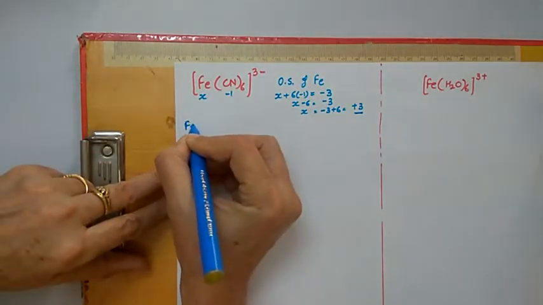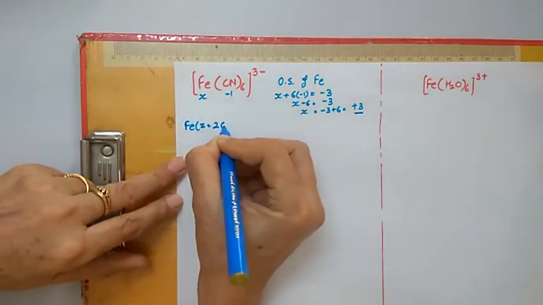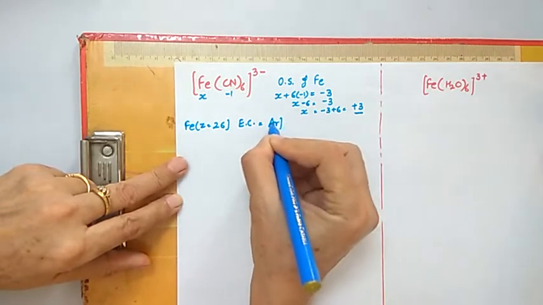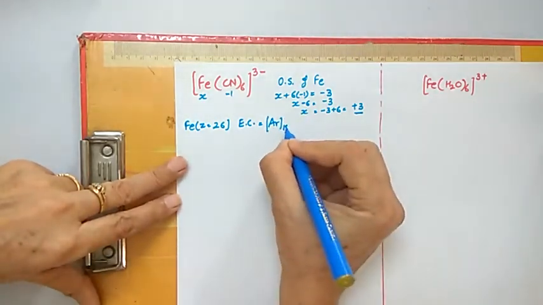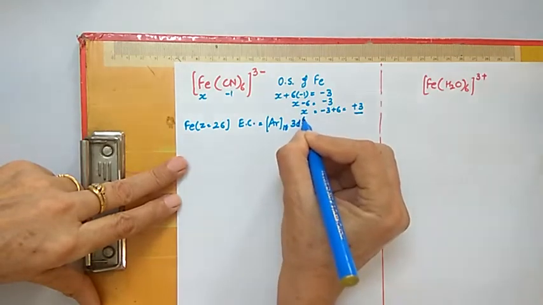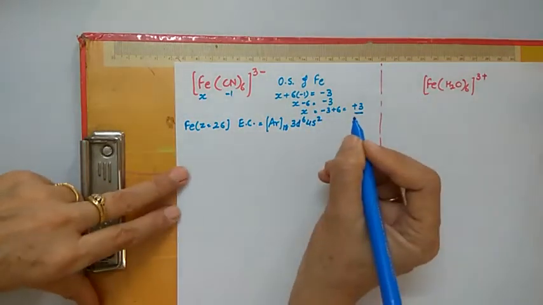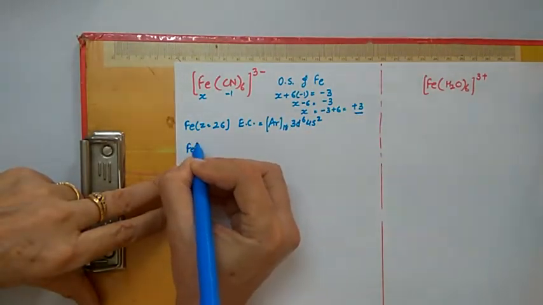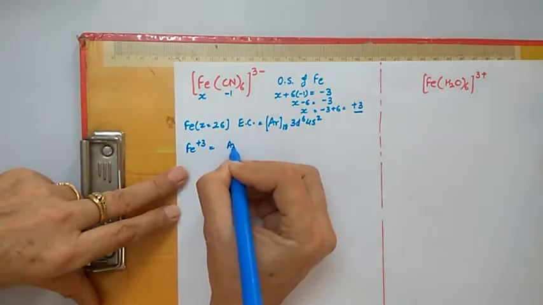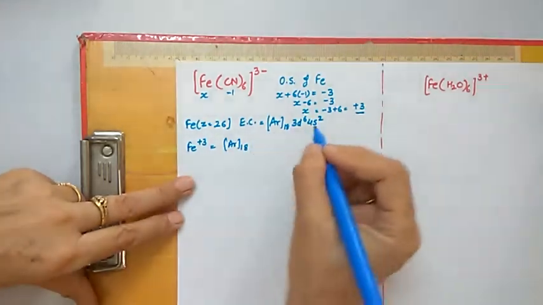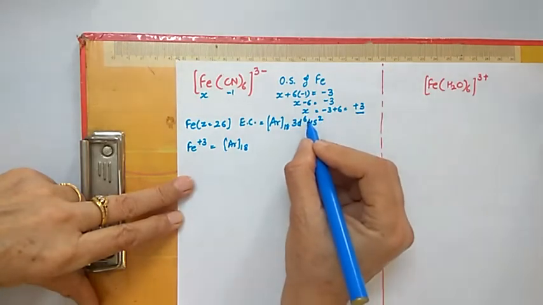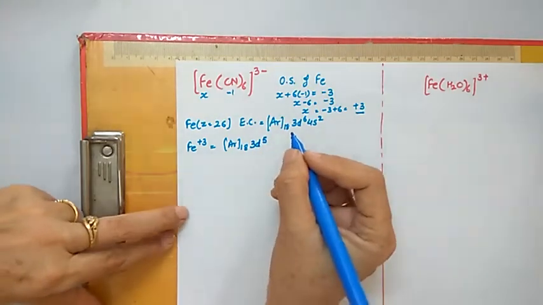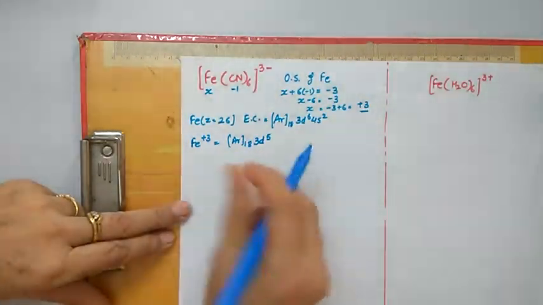Now what is Fe? Z equals 26. So the electronic configuration is argon 18, 3d6, 4s2. Now as the oxidation state of iron is +3, Fe3+ will be argon 18 with 2 electrons of the s orbital removed and 1 from the d, that is 3d5. Clear? So let us draw the orbital picture of this.